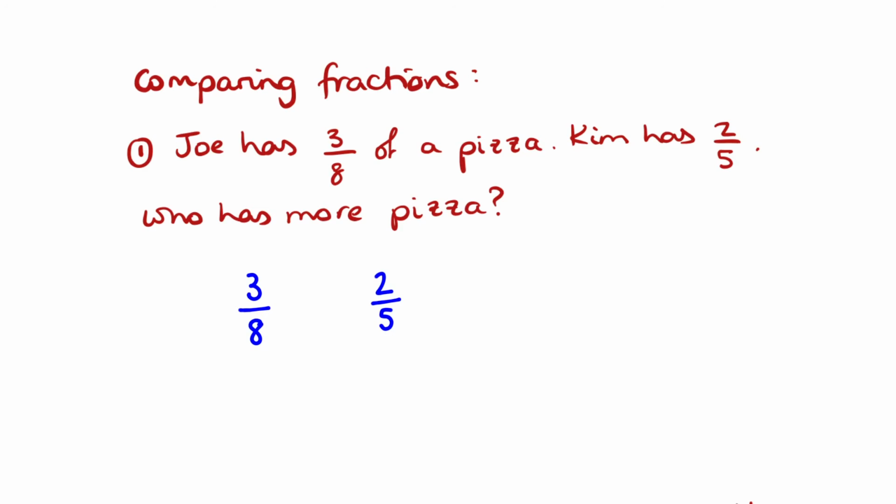But it's very difficult to compare that, isn't it? Because if we think about it, they're both just a bit less than half, but it's very difficult to say which one has more pizza. Okay, so what we need to do is express these fractions with a common denominator. What that means is basically make equivalent fractions and get them over the same number. Okay, so what we need to do is find a number that is in the 8 times table and in the 5 times table.